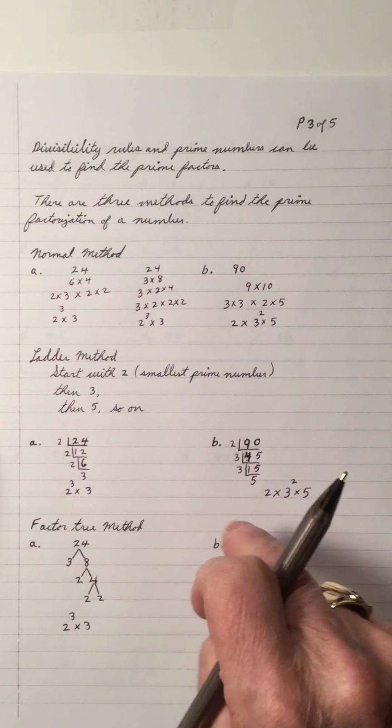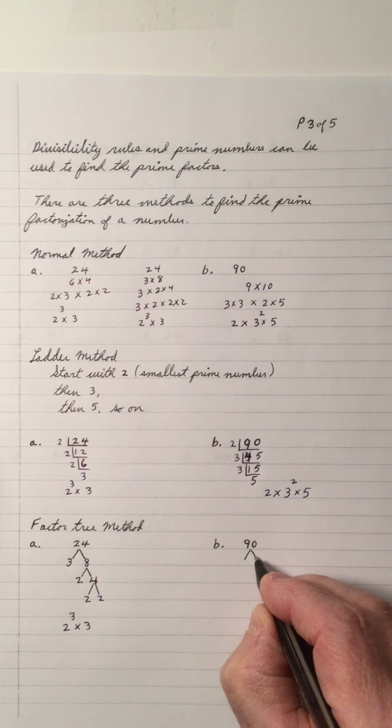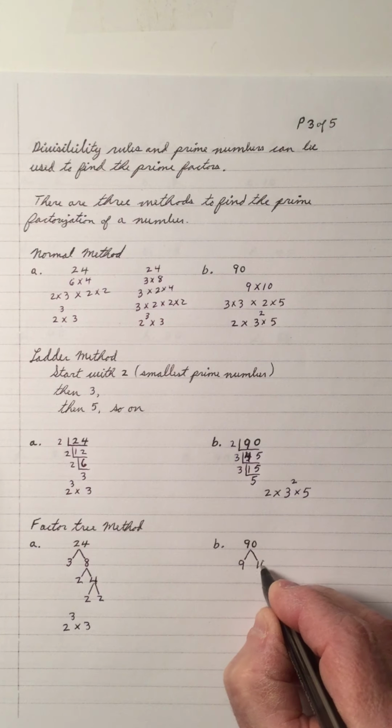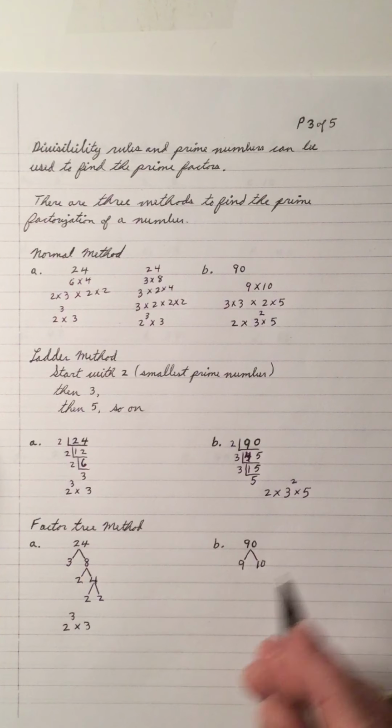And the factor tree for 90, we break it down. We can break it down into primes, but we don't have to. We can break it down into, if we want to, 9 times 10. So this is the advantage of the factor tree. We don't need prime numbers right away.